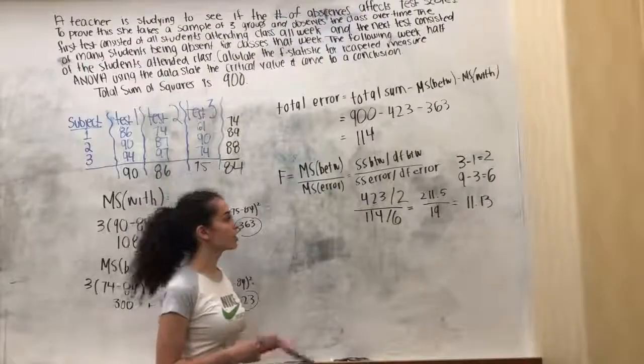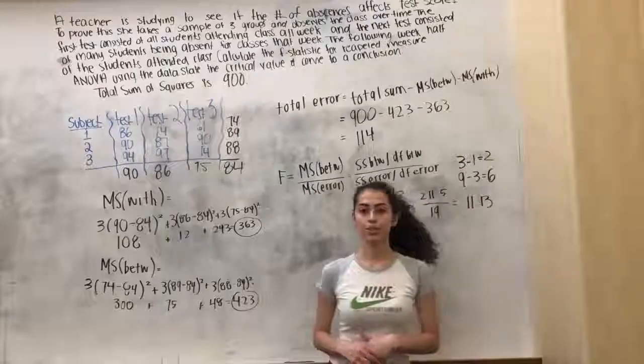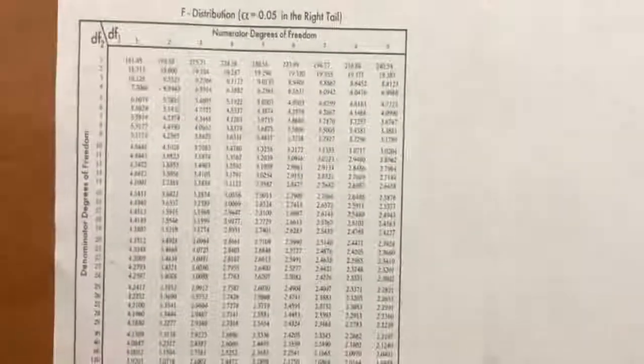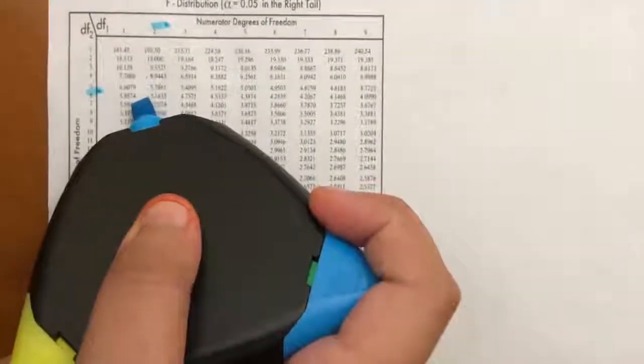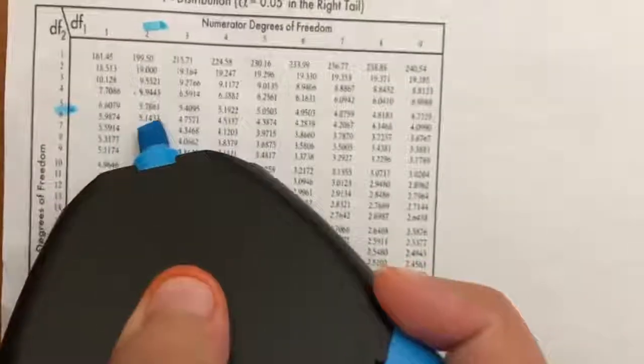So now that we have our 2 degrees of freedom, we're going to look into our F distribution chart. This is the F distribution chart. So our first degree of freedom is 2 and the second is 6. And we're going to meet in between and it would be 5.143.